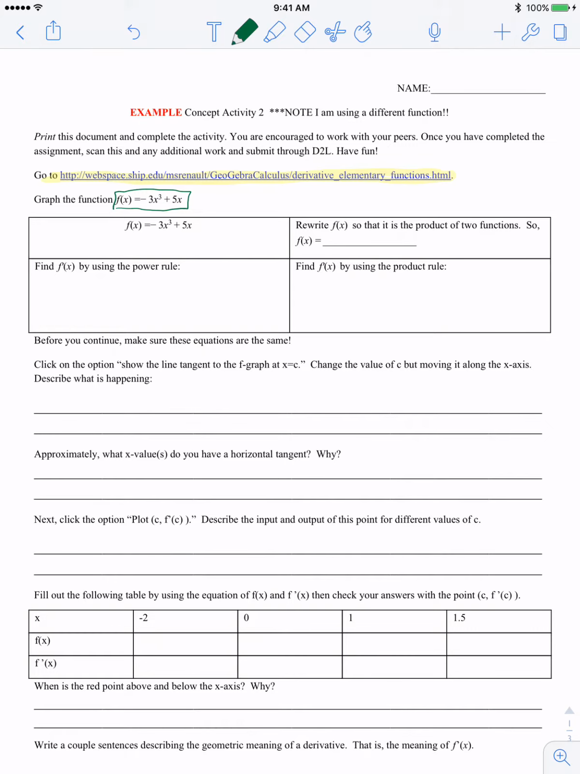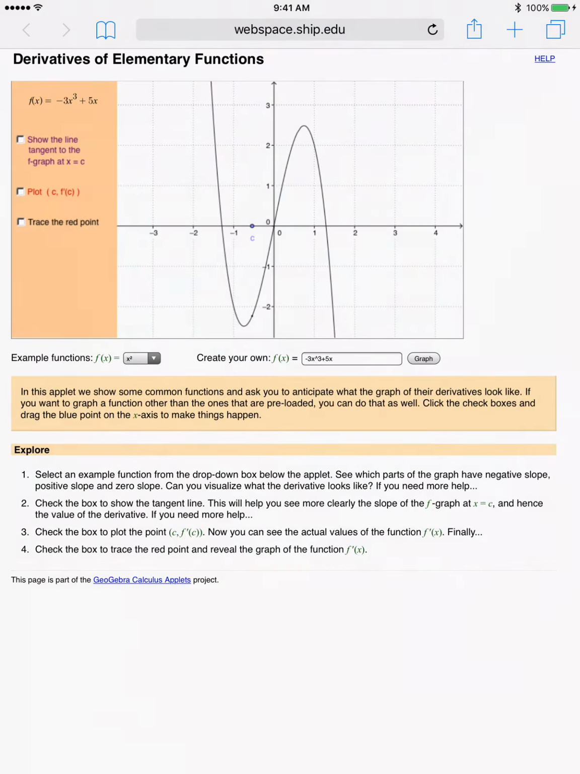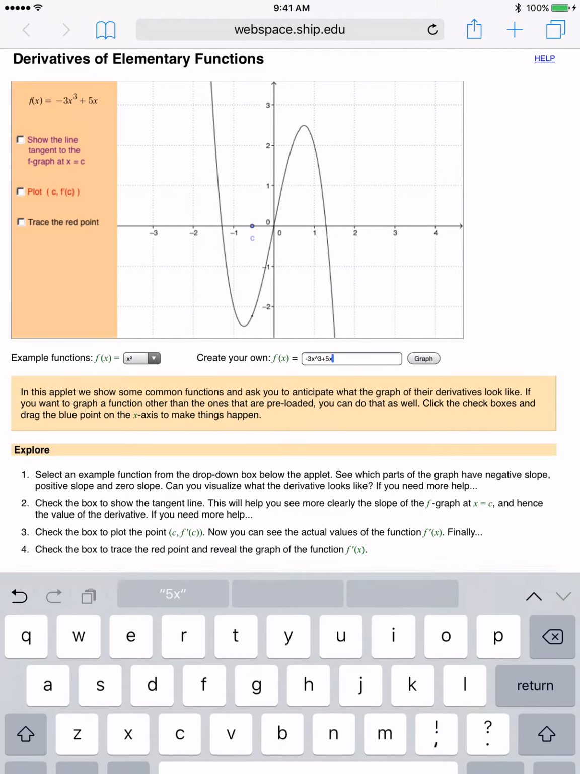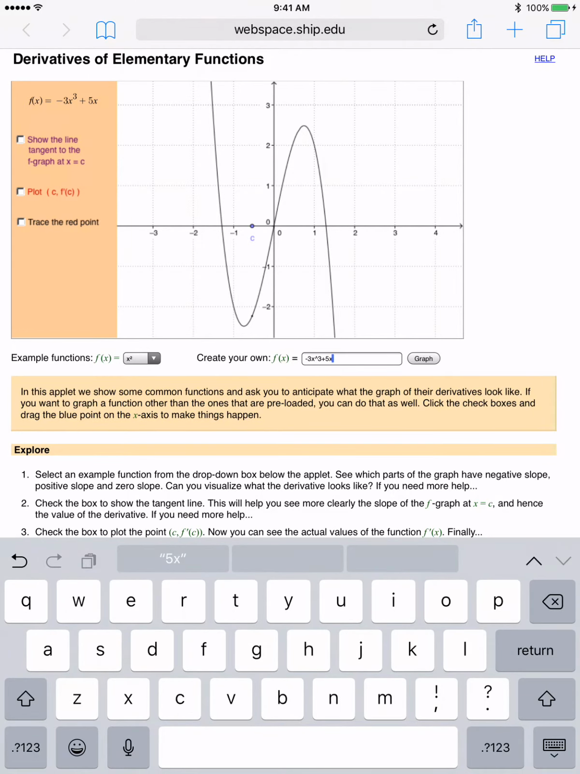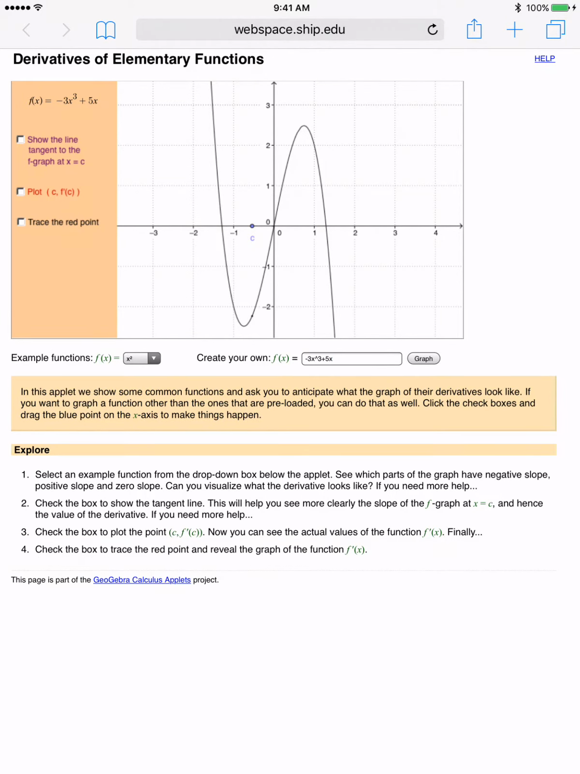So what you'll do is you'll go to the applet, and whenever you pull it up, it'll actually graph the function x squared. You'll see that what you want to do is graph your function in here where it says create your own f of x. I went ahead and typed my function that I'm using as an example here. So once you hit graph, you should get your own function.